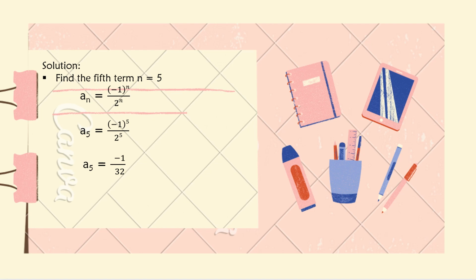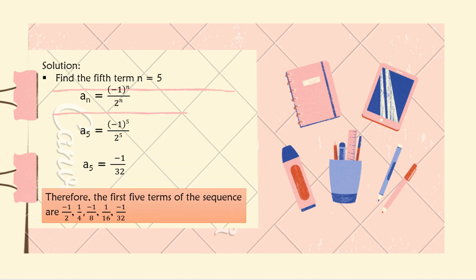Then, for the denominator, we have 2 times 2. Again, multiply 2 by itself 5 times. 2 times 2, 4 times 2, 8 times 2, 16 times 2 is 32. So, the fifth term is negative 1 over 32. So, therefore, the first 5 terms of the sequence are negative 1 over 2, 1 over 4, negative 1 over 8, 1 over 16, and negative 1 over 32.